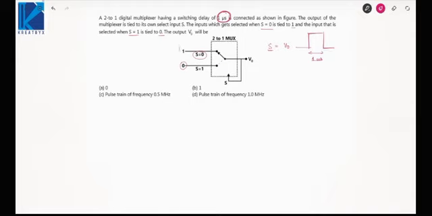If select line becomes 0, the first input will be selected. Output will again become 1, but again after a delay of 1 microsecond. Now, select line is 1, so output will become 0, but again after a delay of 1 microsecond. So, it is a square wave whose time period is equal to 2 microsecond. So, the frequency will be 10 to the power 6 by 2, or you can say 500 kilohertz. Okay. So, the answer would be C.